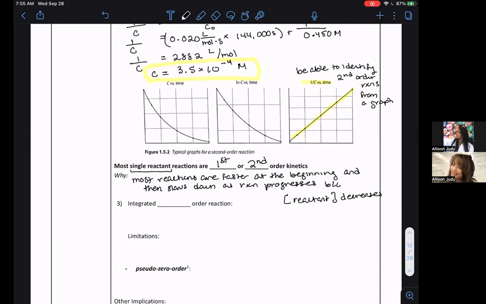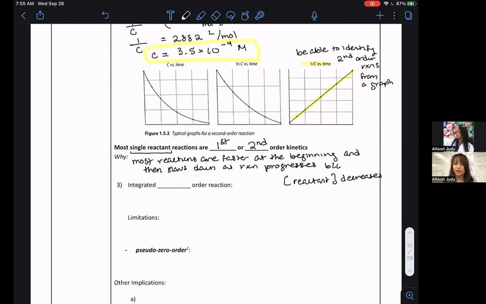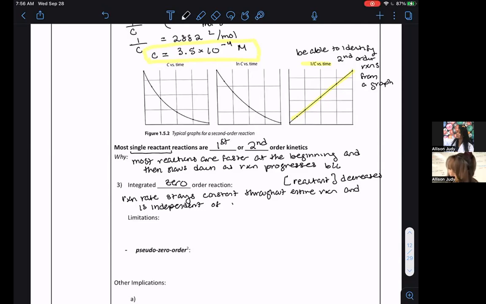But then there is this special integrated rate law known as zero order integration. And zero order integrated reactions have a unique premise to them. And that premise is that the reaction rate stays constant throughout the entire reaction, and is independent of reaction concentration.